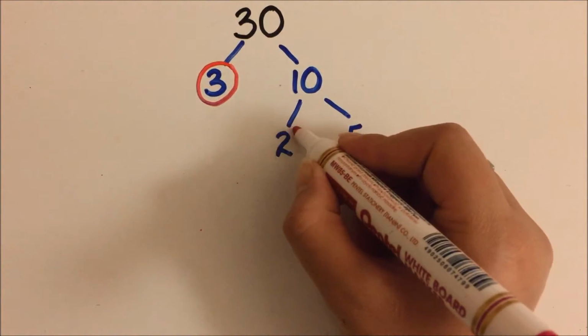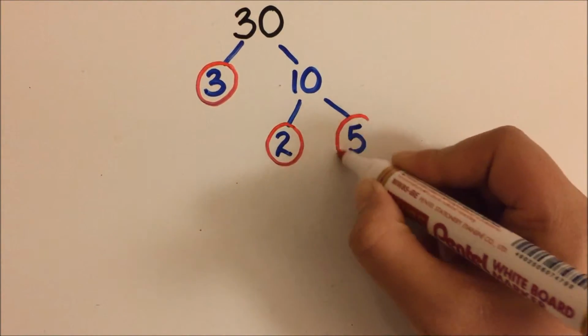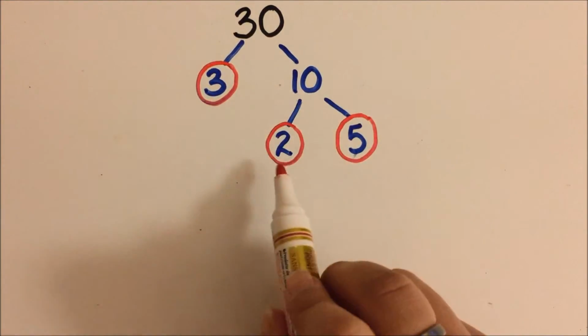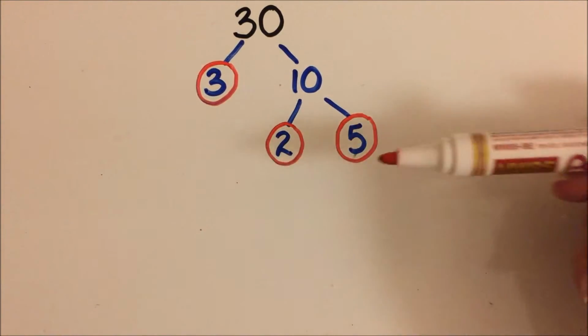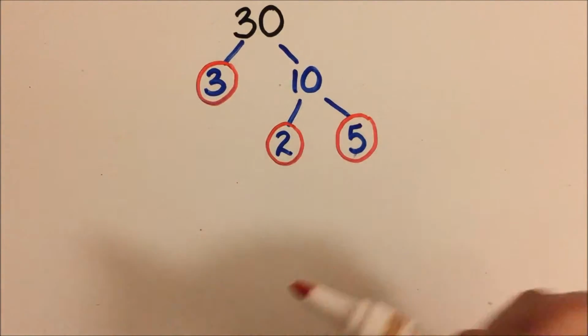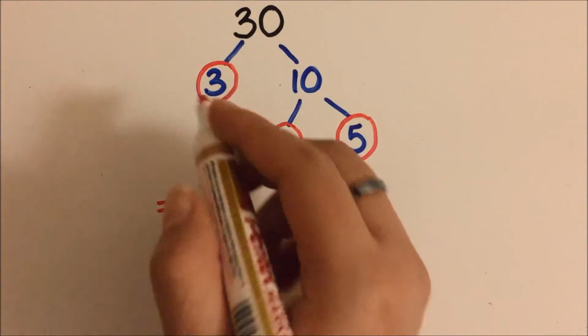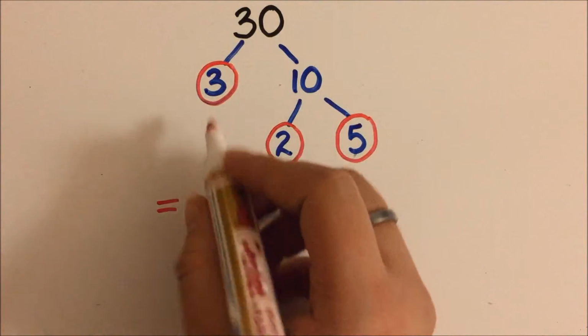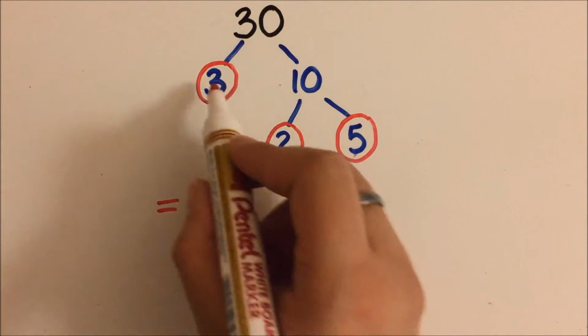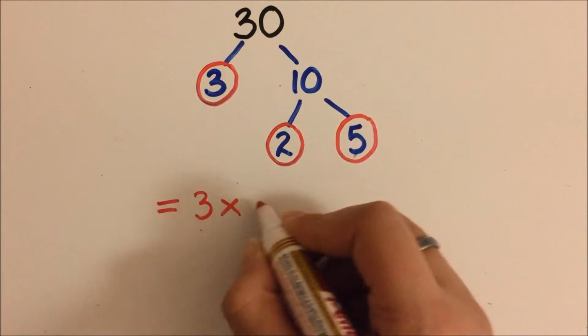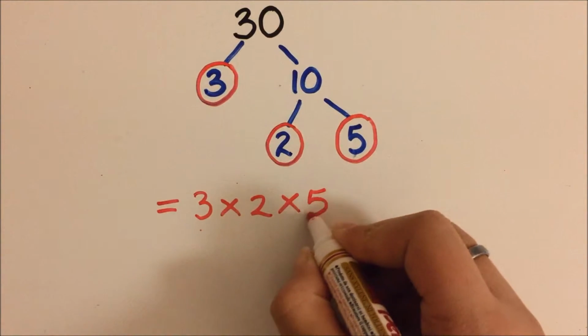But we know that 2 is a prime number, and we know 5 is a prime number. And we're at the end of the tree because we can see both the numbers have been circled. Therefore, 30 can be written as a product of its primes, which are the circled numbers. So that's 3 times 2 times 5.